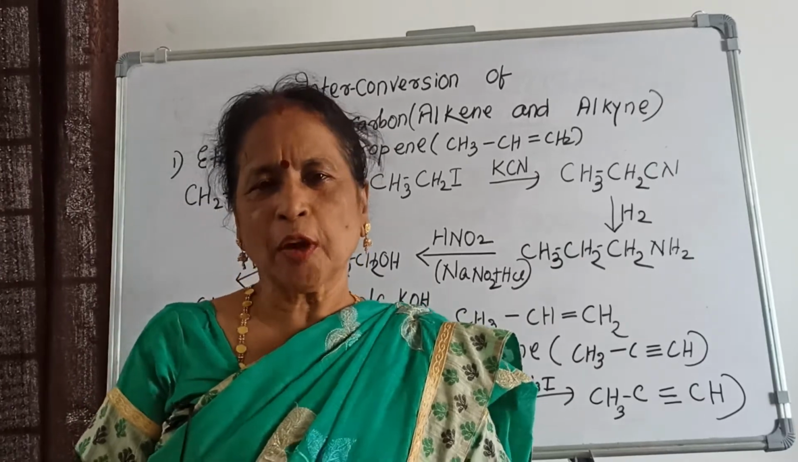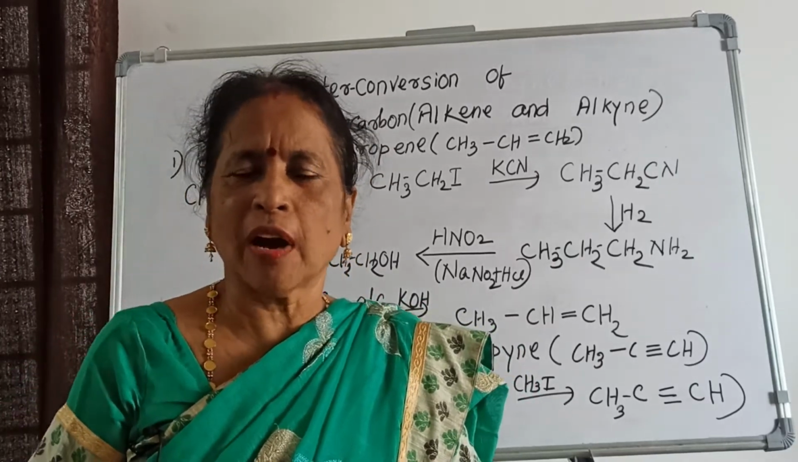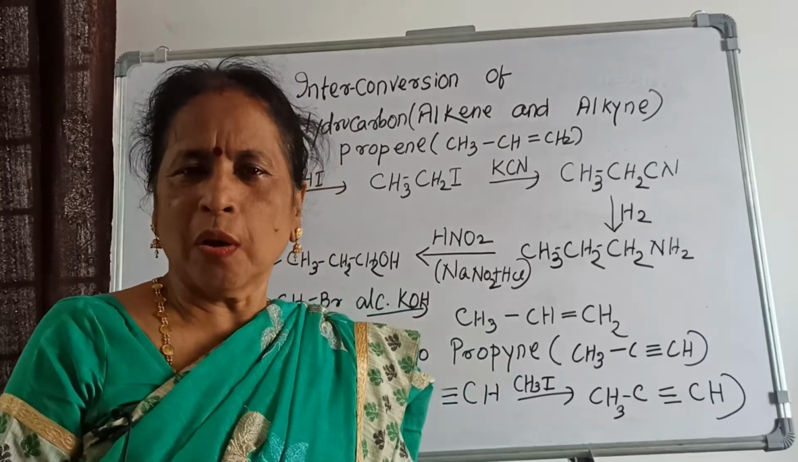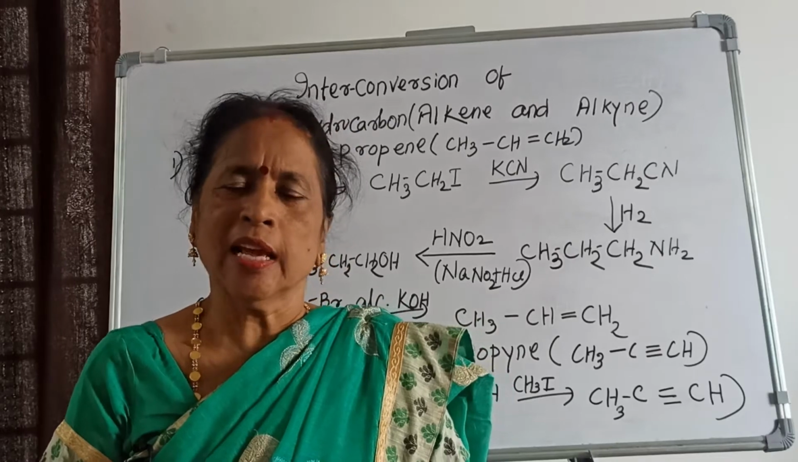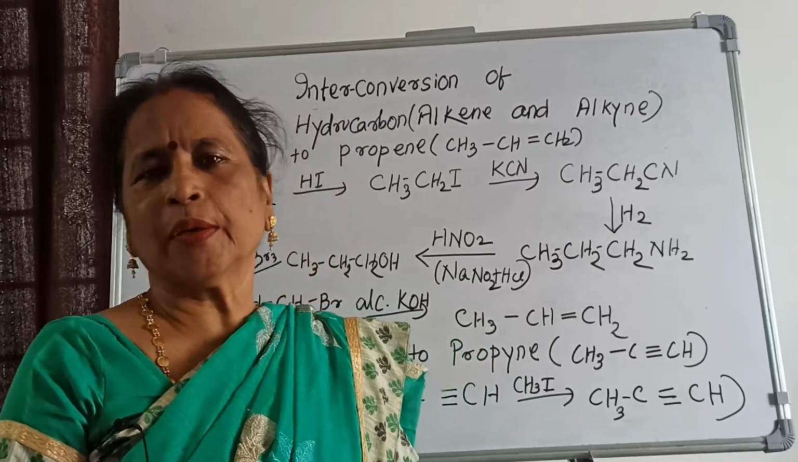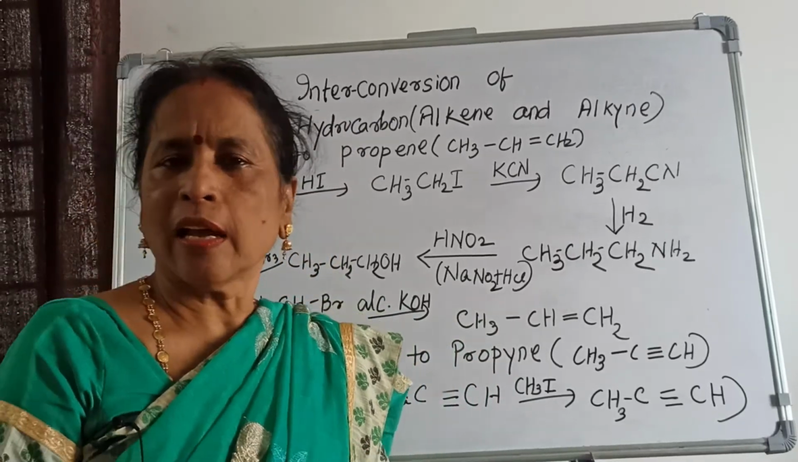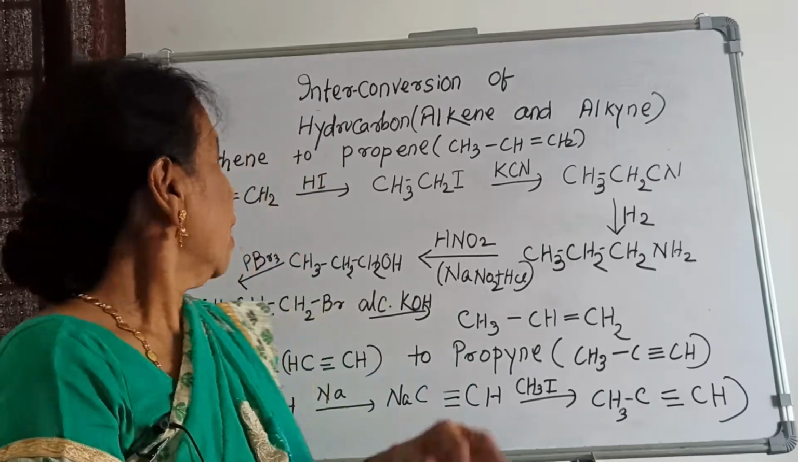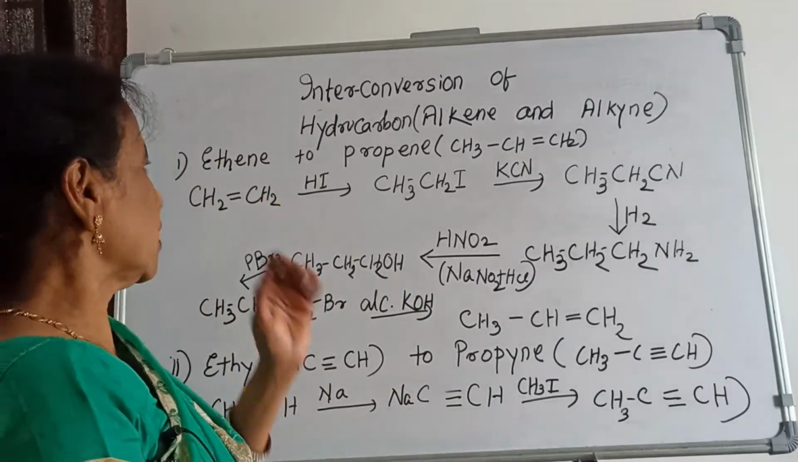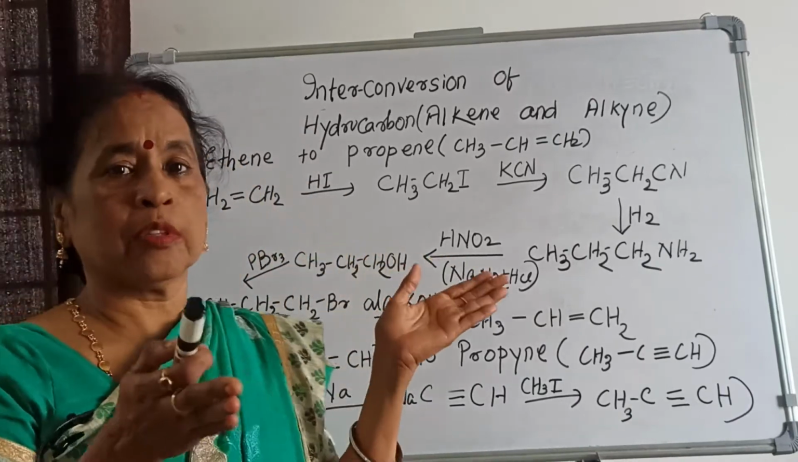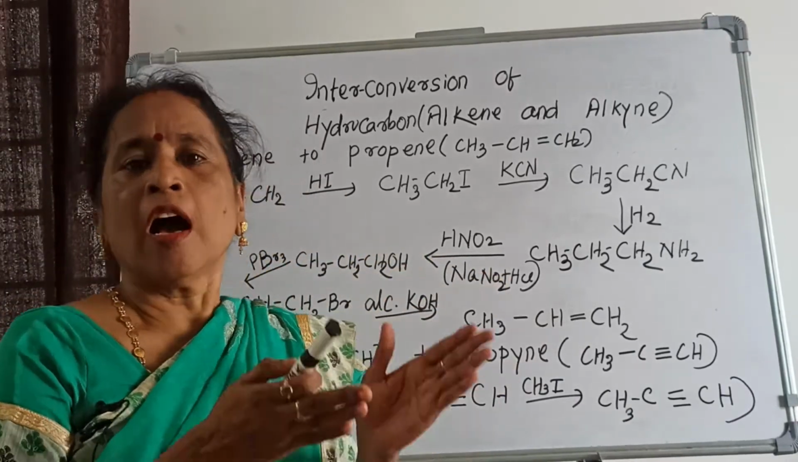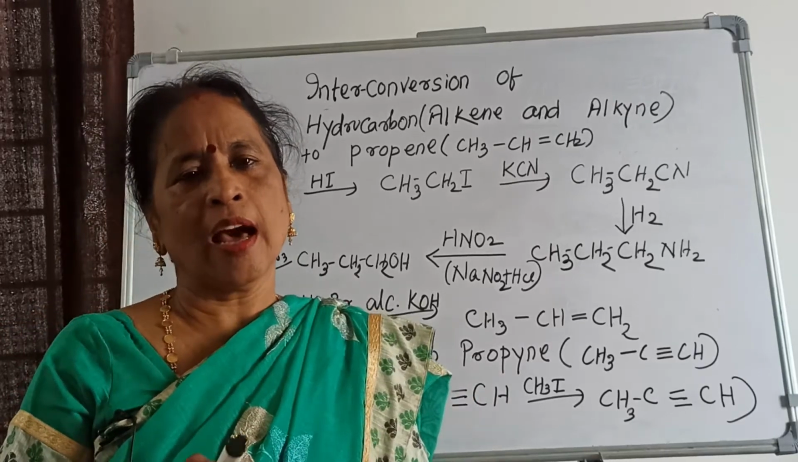Now I am going to the topic: interconversion of alkene and alkyne. Lower alkene to higher alkene and higher alkene to lower alkene. Like this, lower alkyne to higher alkyne and higher alkyne to lower alkyne. Now see the first question, this is part 1. Before that I have explained how the conversion takes place: alkane, alkene, alkyne.